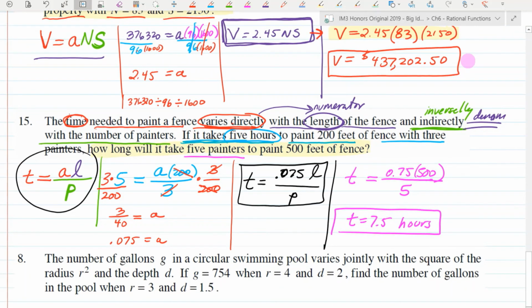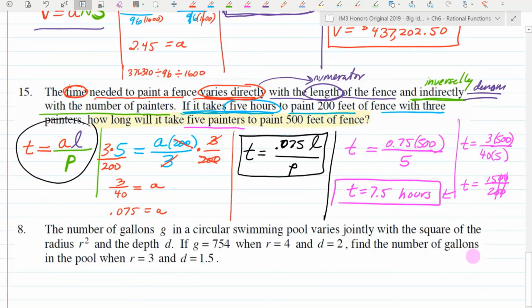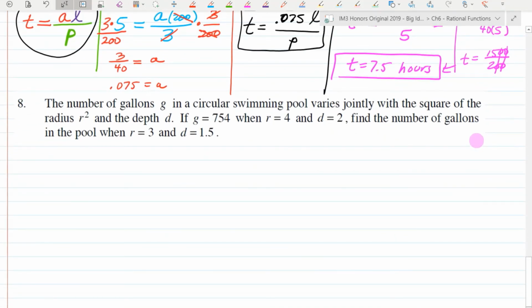Now, let's say that you use 3 over 40 instead. You would just get T is equal to 3 over 40 times 500, and then this times 5. So you would have gotten 1,500 over, what is that, 200? So 15 over 2, which is 7.5 hours. All right, last one. See how you do. Be careful here because we have a radius squared, all right?